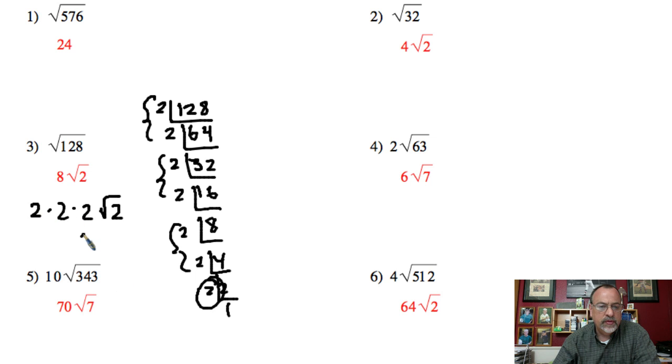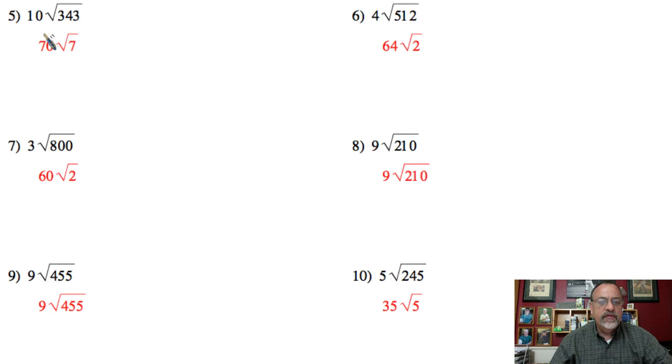And then I can go ahead and multiply these together, so I get 8 square root of 2 would be the simplified version of the square root of 128. So let's look at number 5 here, where we have a number that's already outside the radicand. How does that affect us, if at all?